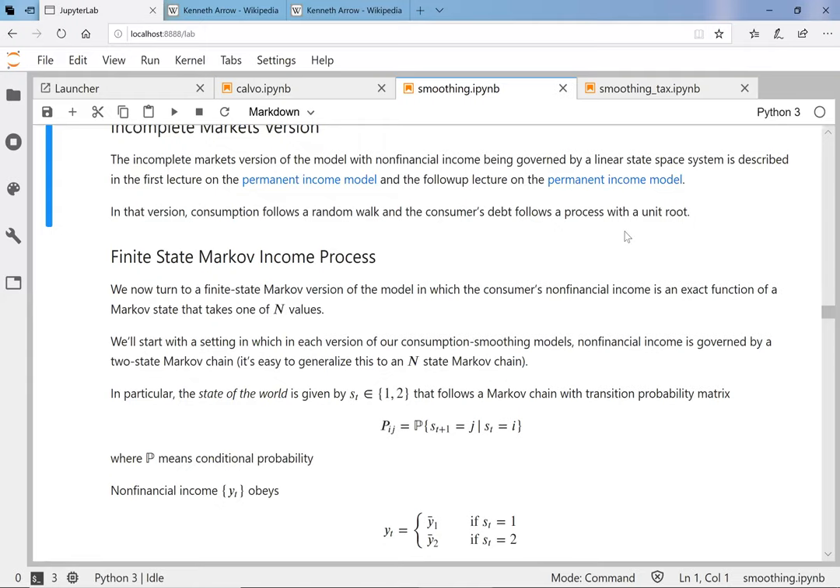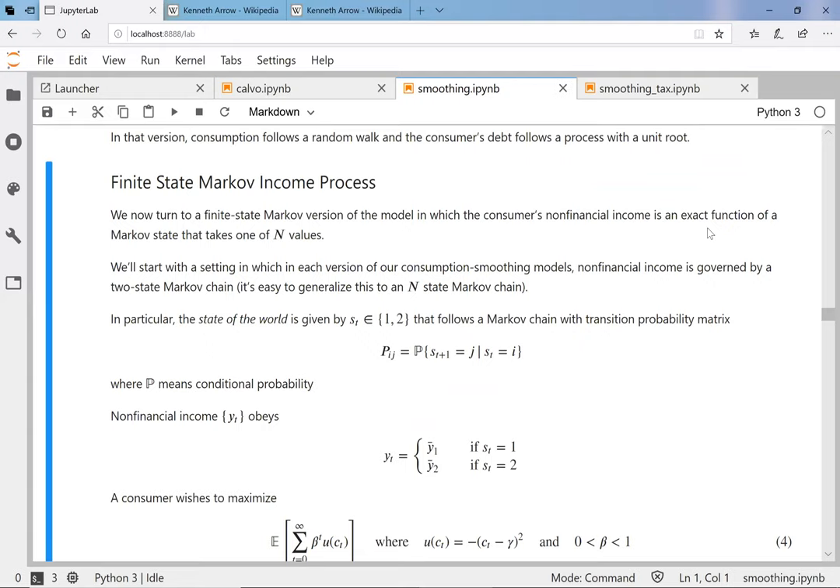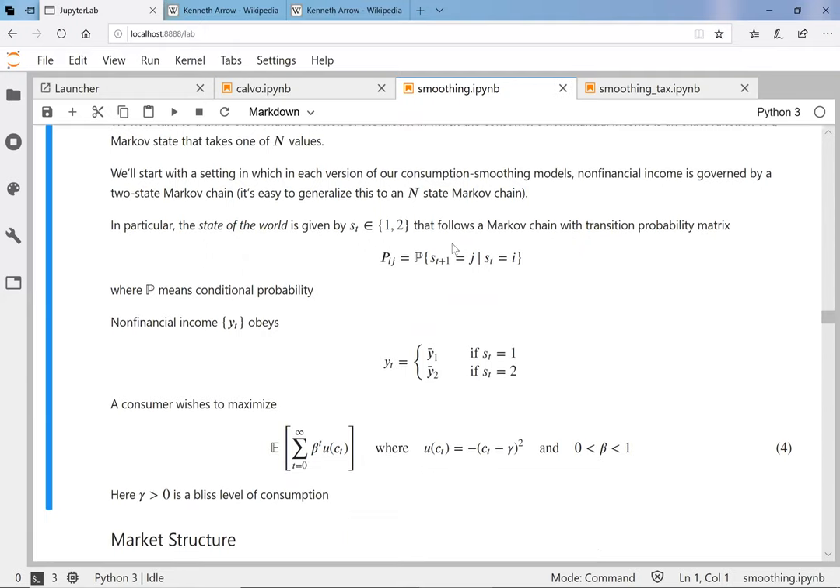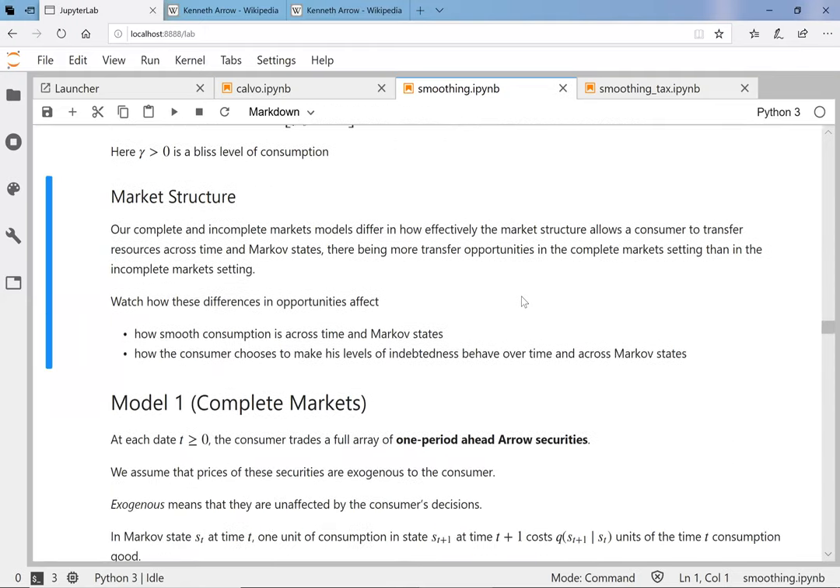Okay, so now what I'm going to do is talk about a finite state Markov process. I'm just going to repeat things, kind of boilerplate. And when I come to tax smoothing, I'm actually going to use this a lot. I'm going to have a finite state Markov chain, and I'm going to use that to drive financial income.